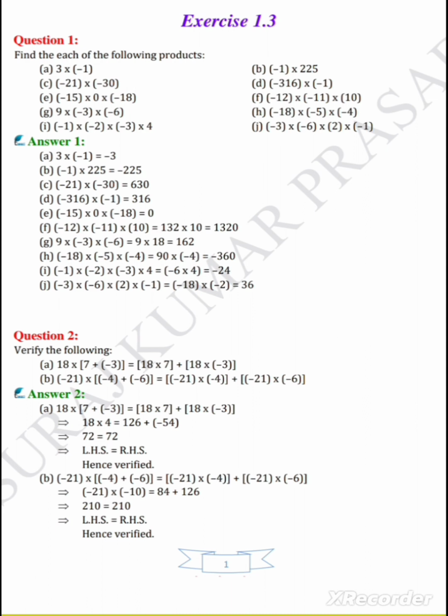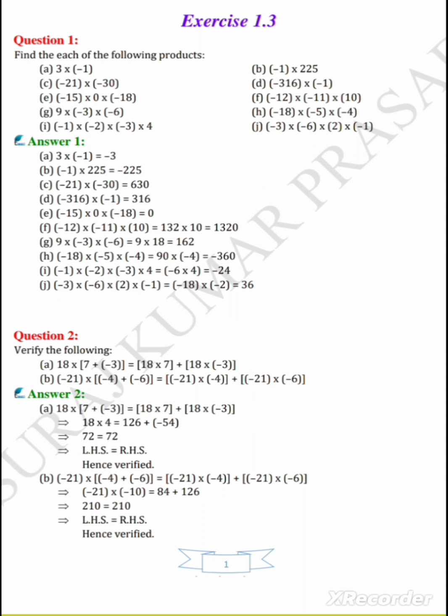J. Minus 3 into minus 6 into 2 into minus 1. Minus 3 into minus 6 is plus 18, and 2 into minus 1 is equal to minus 2. 18 into minus 2 is equal to minus 36, but here it's given wrong, then the answer is minus 36.